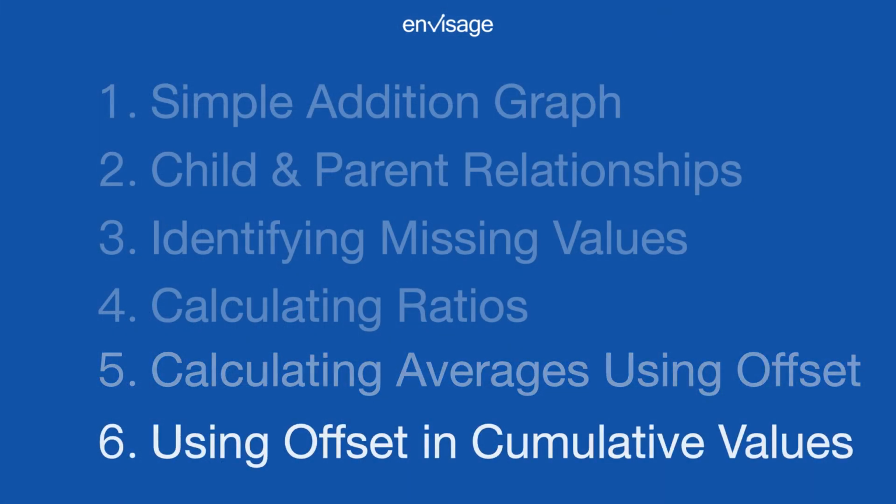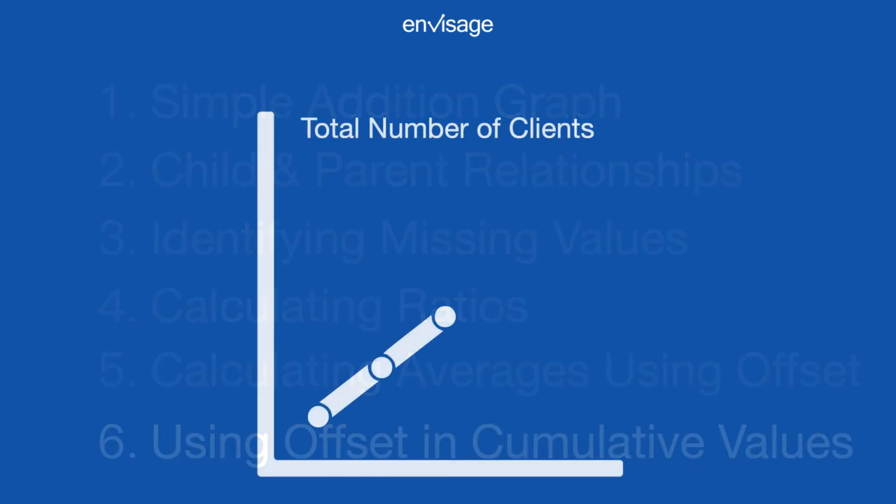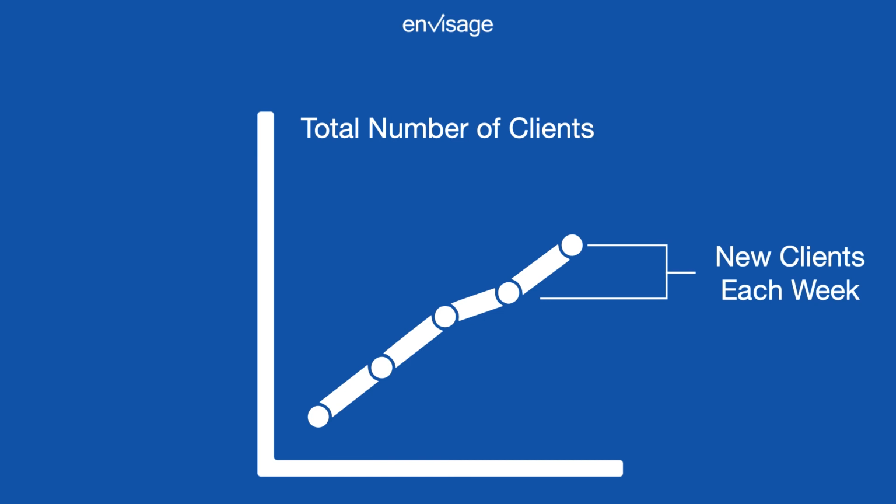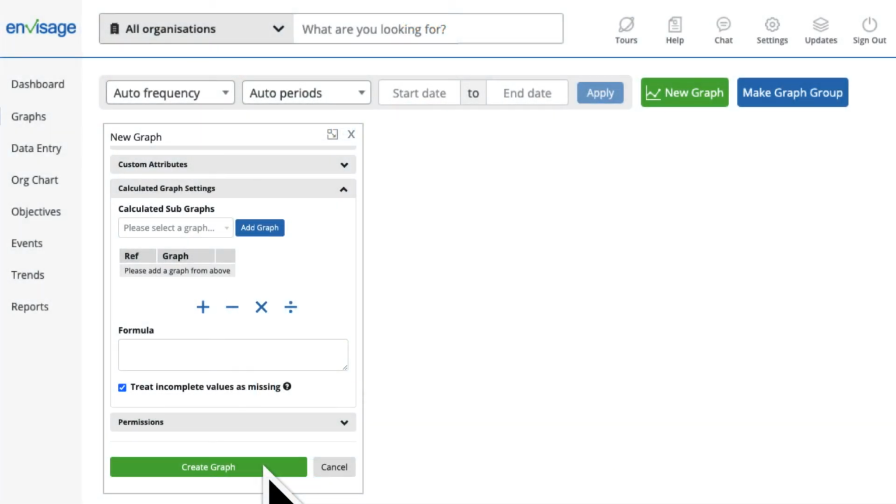Feature 6, using offset in cumulative values. Let's say you can track the total number of clients on your database. This figure accumulates over time. What you really want to know is how many new clients do you get each week? Envisage can easily work this out for you. First, you need a graph to track your total number of clients. To find out how many new clients we get each week, we use the offset feature.